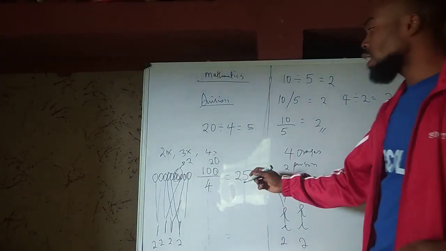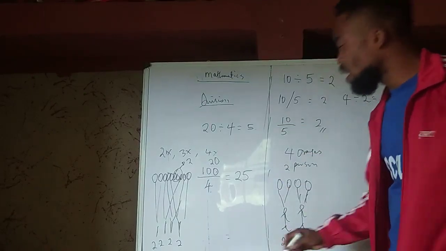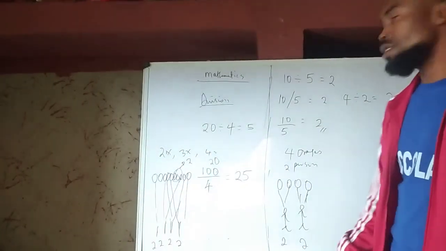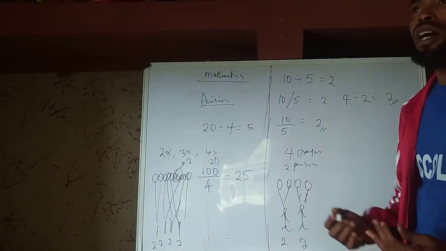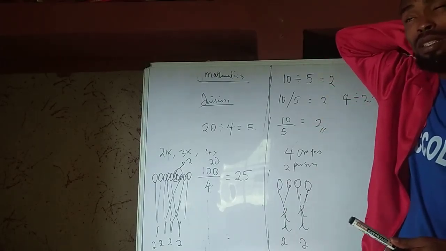Alright, so that's that for that. So 100 divided by 4 is 25. It's simple. Now let's also look at some other numbers.